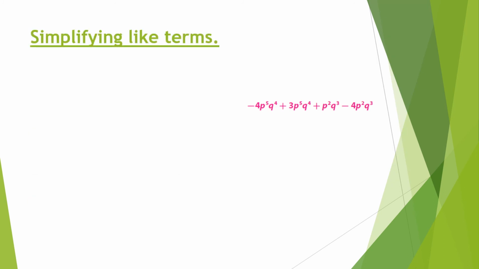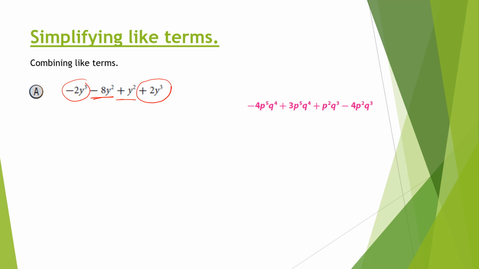So let's simplify the like terms. We can combine them together. How is that? I just add up or subtract the constants and leave the variable as it is. So negative 2y power 3, negative 8y power 2, plus y power 2, plus 2y power 3. The first thing I should do is identify the like terms. I have here the negative 2y power 3, don't forget to take the sign with you, and the 2y power 3. I have here negative 8y power 2 and y power 2. So put them beside each other and let's start.